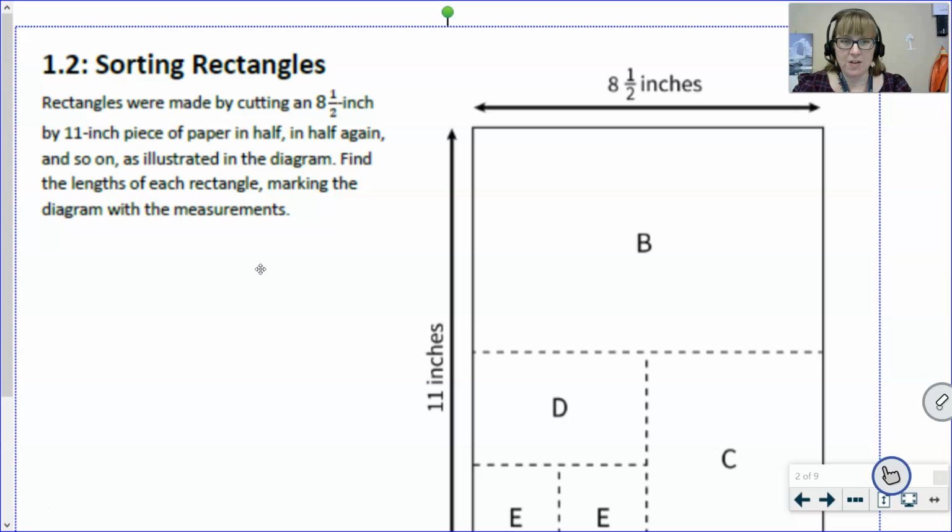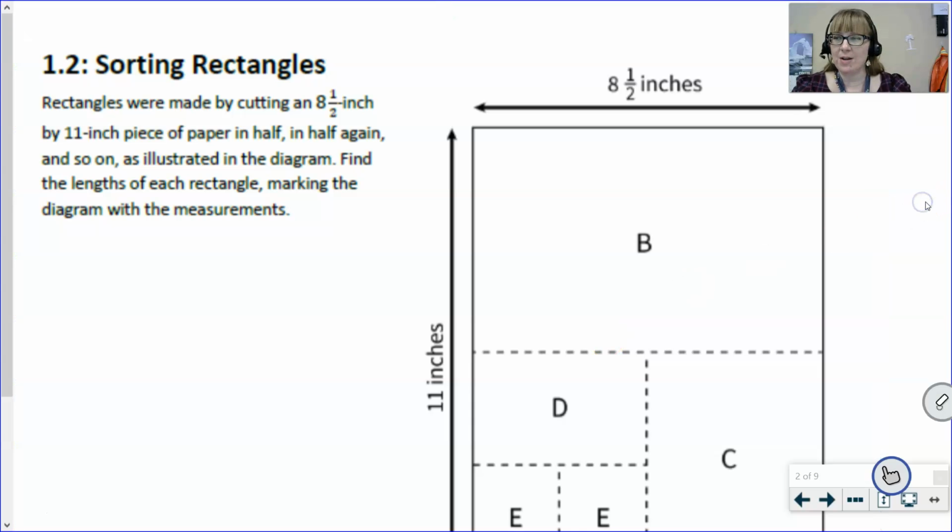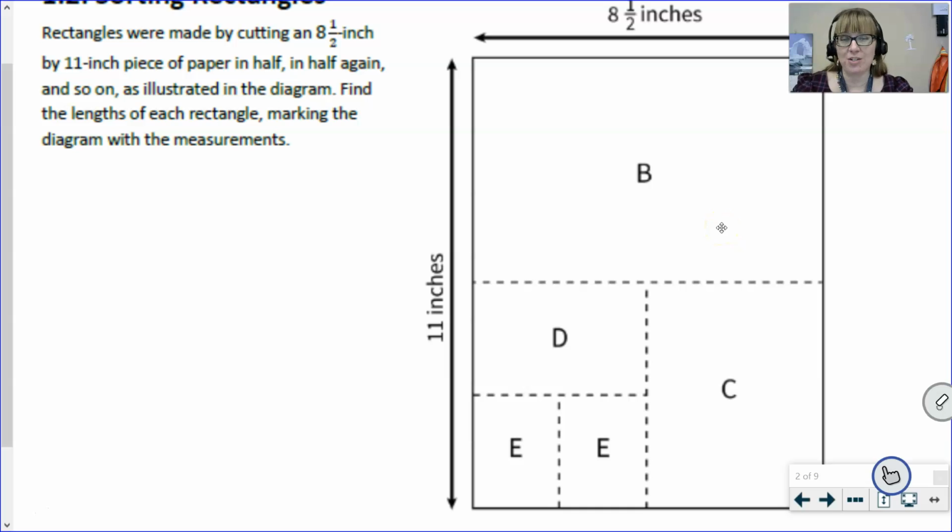Prior to starting this video, you should have watched the first video where I taught you how to cut your papers into these rectangles, and so we're going to be looking at those rectangles now. These rectangles, as you remember, were made by cutting that 8.5 inch by 11 inch paper in half again, and half again, and half again, and you can see it here in the diagram. This diagram matches the same way that it was when we laid all of those pieces back out to form that whole paper.